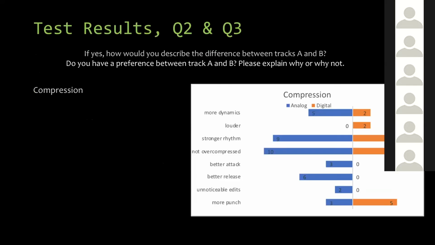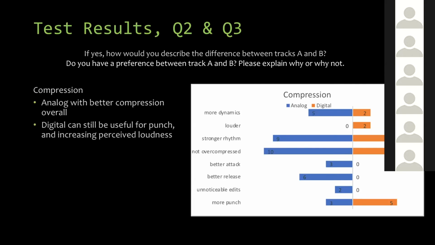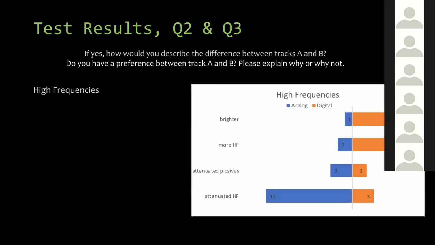So for the compression category, analog received the most positive comments, like more dynamics and better attack and release. However, digital prevailed in adding punch and increasing perceived loudness. The digital track also tended to be identified as having overcompressed the sample. In this case, I classified it as the analog not overcompressing the sample in order to keep it as a positive in favor of the analog.